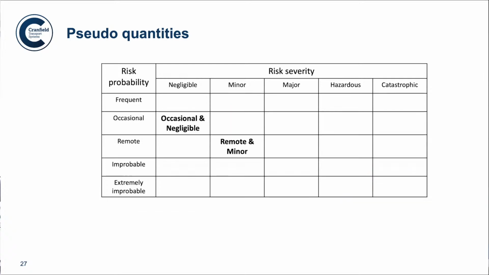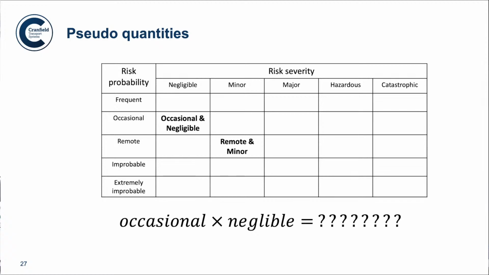So we're dealing with pseudo quantities. We're not dealing with real quantities here at all. What we have here is ordinal scales, and we're trying to multiply them together, and that doesn't make any kind of sense.